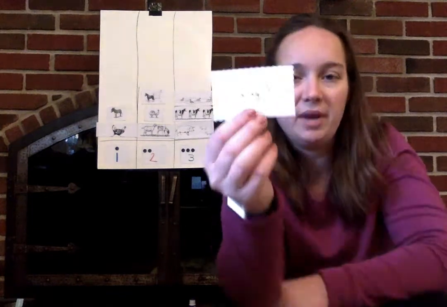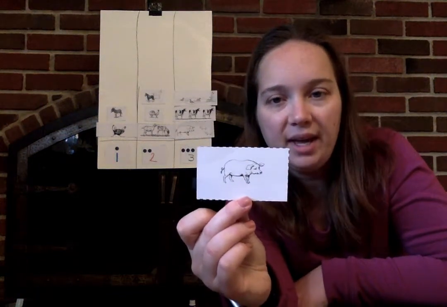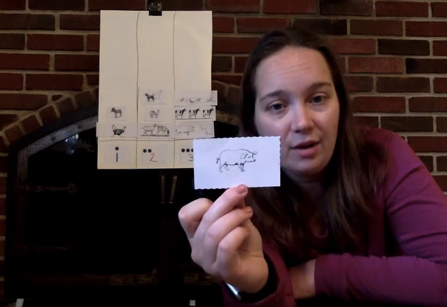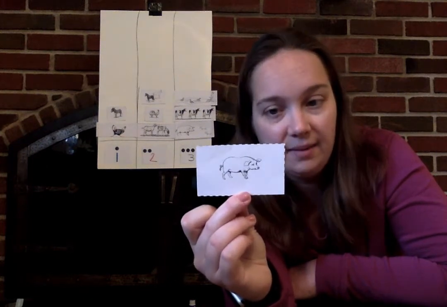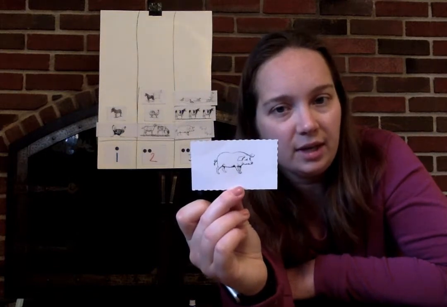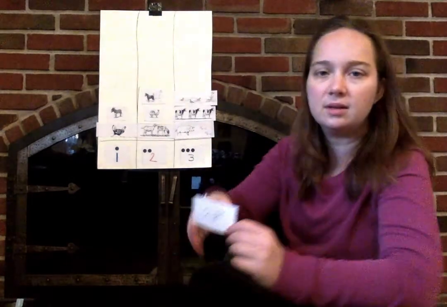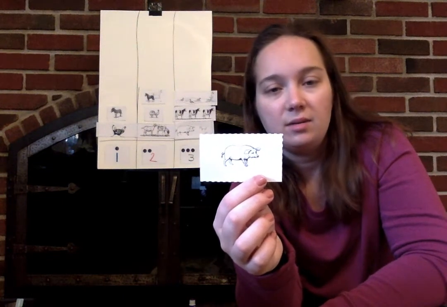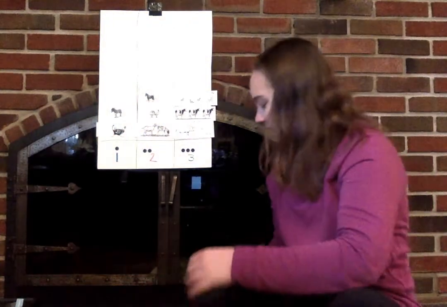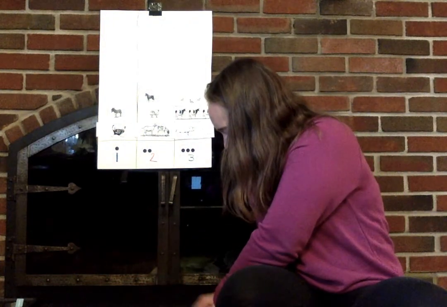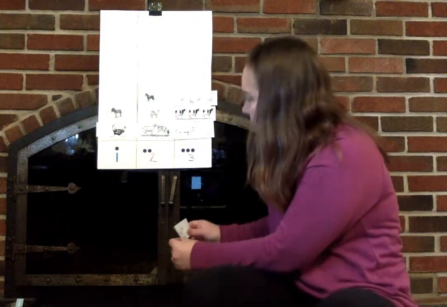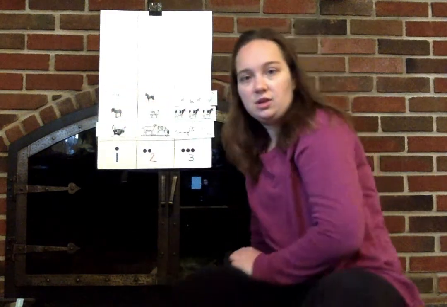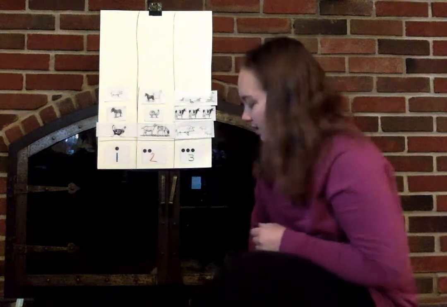And our last picture is another pig. We saw pigs before. There were 3 pigs before. Now there's only 1 pig, and it's the big one. The little ones were in this picture. Now this is only the big pig. There's 1, so I'm going to put it on the number 1. So our chart is finished.